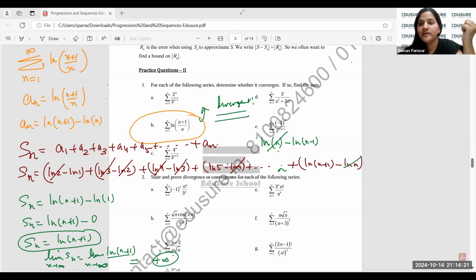Okay, in this question we very smartly could find out the nth term because the subsequent terms were cancelling out with each other, and we could see that the sequence of partial sums is going towards plus infinity, and therefore my series will also go towards plus infinity. It is not going to converge. It is in fact going to diverge towards plus infinity.